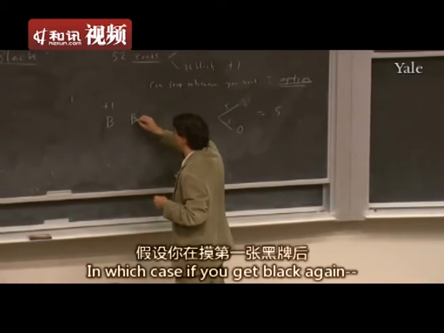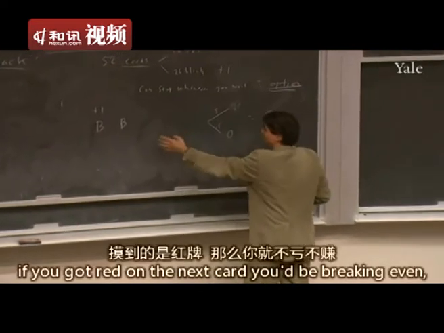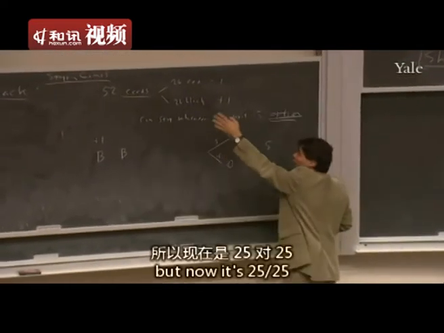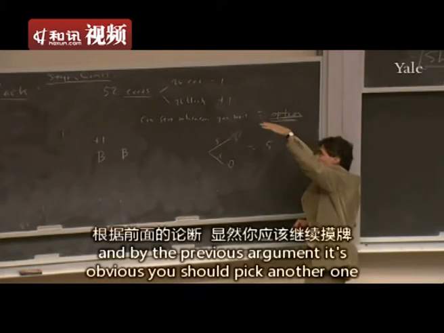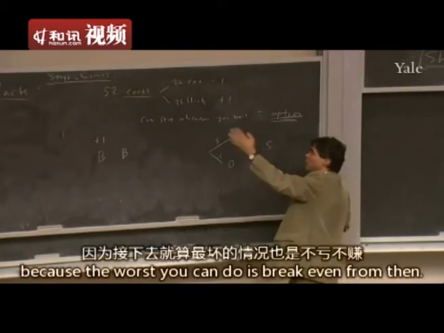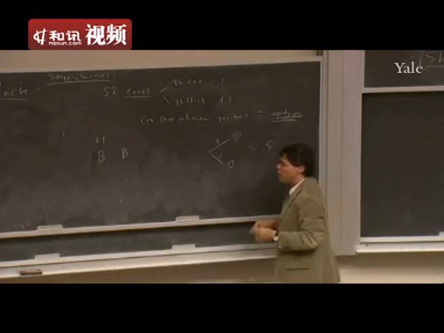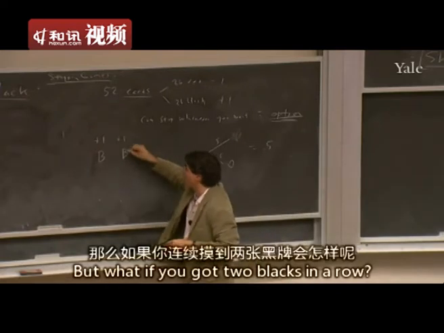In which case, if you got red on the next card, you'd be breaking even. But now it's 25-25, and by the previous argument, it's obvious you should pick another one, because the worst you can do is break even from then. But what if you got 2 blacks in a row?